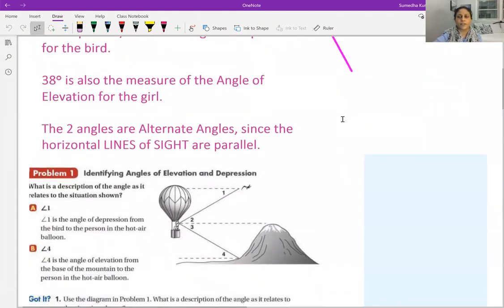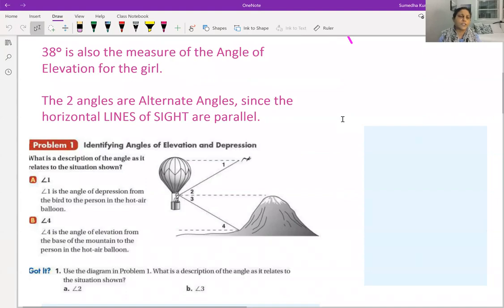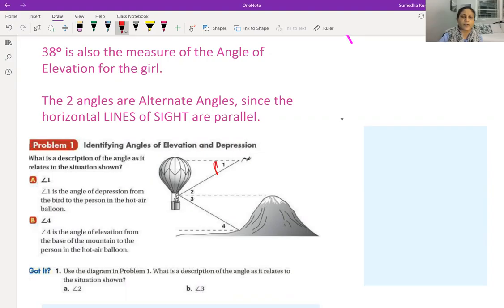So you'll get questions that will ask you which types of angles are these, and these are pretty straightforward. Angle 1, the bird is looking down, so it's an angle of depression. Angle 4, someone standing at the bottom of the mountain, if he's looking up at the balloon, then that's that person's angle of elevation.